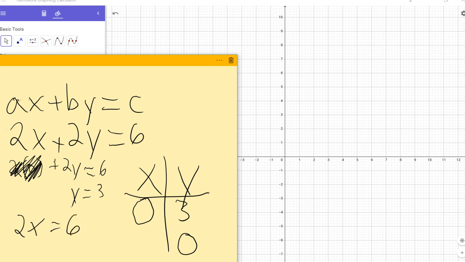Well, 2 times what gives you 6? Again, that's going to be 3. So this is a very basic question, okay? I won't say simple, but it's just a very basic question. So now we have our two ordered pairs. It's (0, 3) and (3, 0).